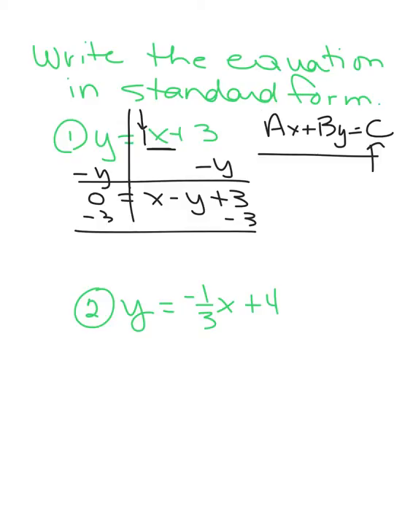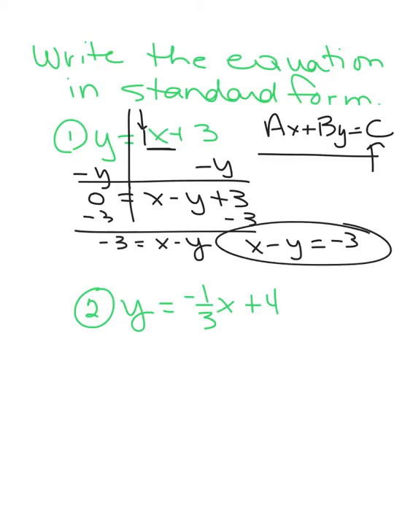So I'm going to do the opposite operation. I subtracted 3, so I have negative 3 is equal to x minus y. A lot of times you see the x and the y on the left-hand side, so I'm just going to rewrite that as x minus y is equal to negative 3. So that's my final answer for that equation in standard form.